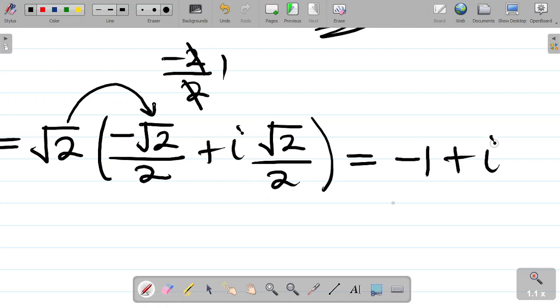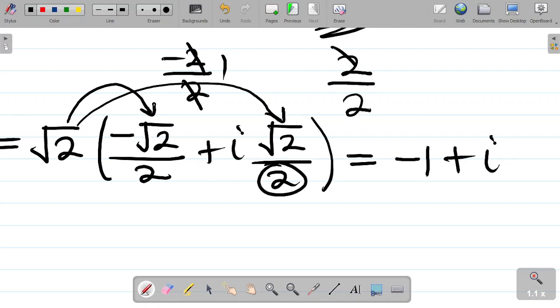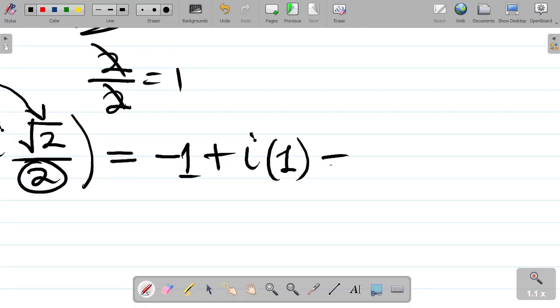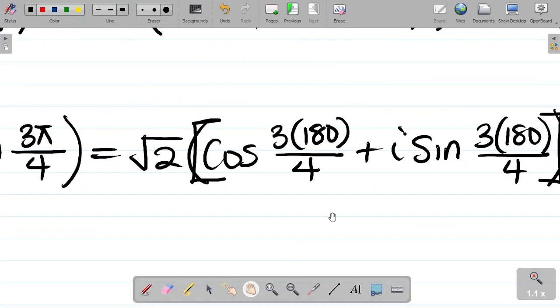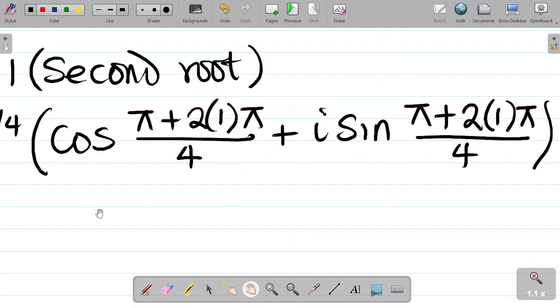Plus I into, from here, root 2 times root 2 gives you 2 all over denominator 2. This cancels this, you have 1 here. Alright, let's write this down. So this is equal to minus 1 plus I times 1, which is I. So this is my second root. So we've gotten 2 roots. We still have 2 more roots to find. Alright, the next one there.